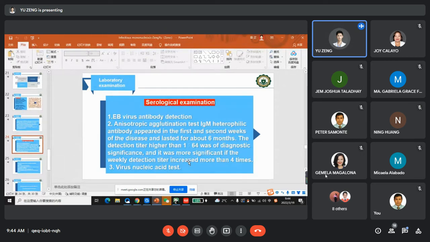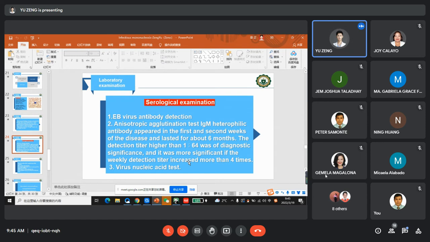EB virus antibody detection. The heterophilic agglutination test: IgM heterophilic antibody appeared in the first and second weeks of the disease and lasted for about 6 months. A detection titer higher than 1:64 was of diagnostic significance, and it was more significant if the weekly detection titer increased more than 4 times.